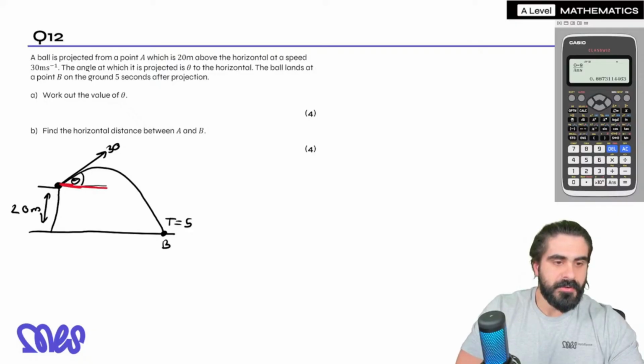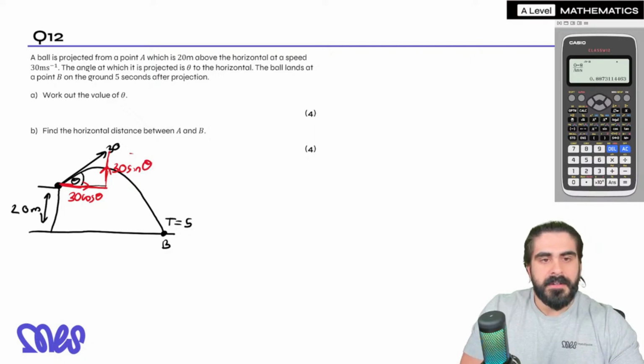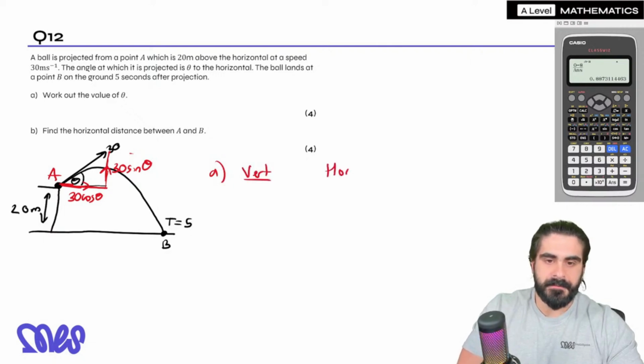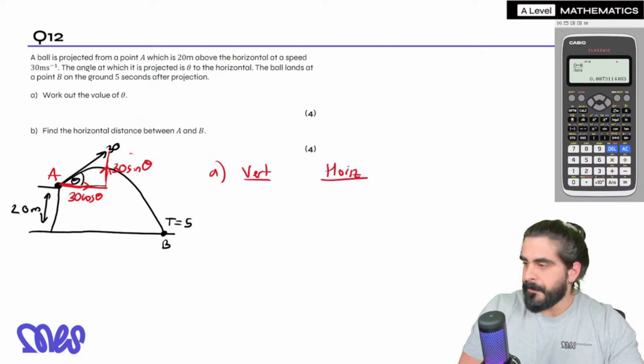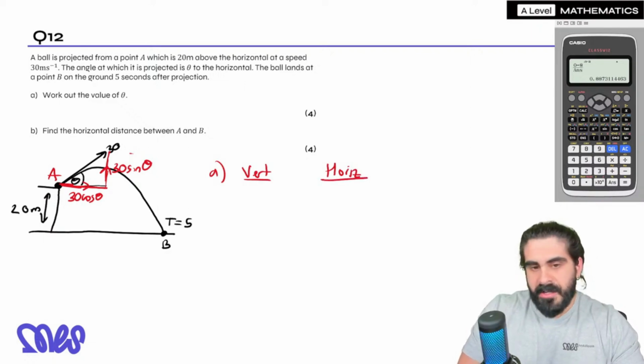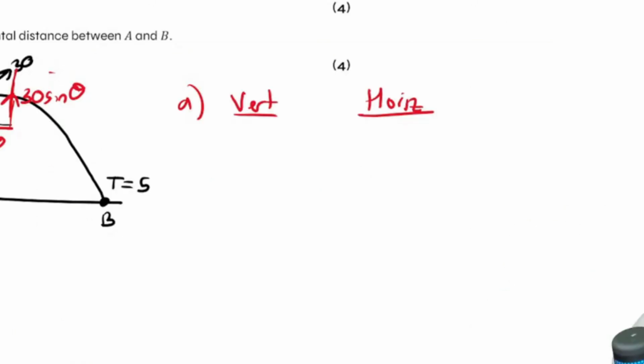So we need to go horizontal and we need to go vertical. Yeah, good. So this will be 30 cos theta and 30 sine theta. What is this? This is A, sorry. So guys, are we going to consider the vertical or the horizontal for part A? Now, the way I lay this out with my students is we write vertical and horizontal, but really for this one, write both of them.